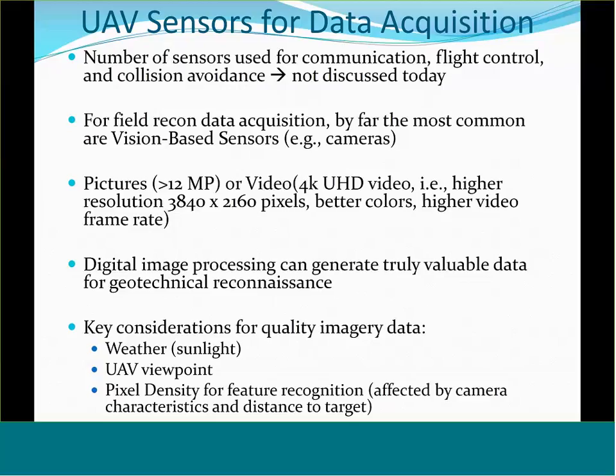Processing this type of data can actually generate very good information for geotechnical reconnaissance, and we hope to communicate that with Kevin today. Before we show you anything else, I think it's important to mention that in order to collect quality imagery data, there are a number of considerations. The three probably most important ones are weather, and especially sunlight, and the position of the sun with respect to the drone and the target that you're trying to collect data for.